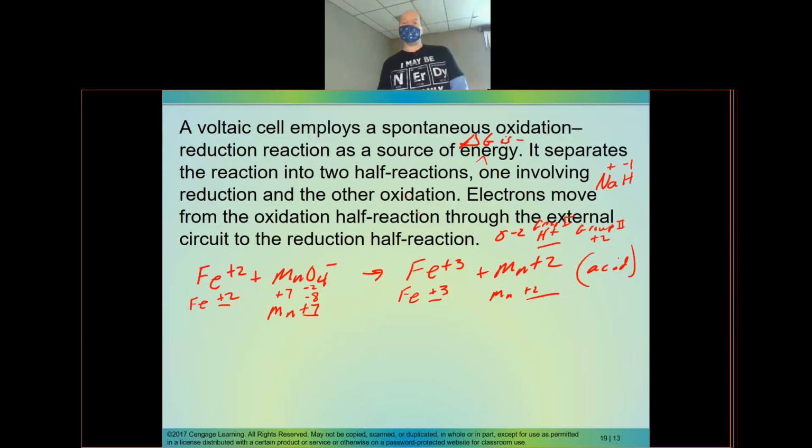All right, so you assign your oxidation numbers. Then you see that you increased an oxidation number. From here to here, you went from a plus 2 to a plus 3. That is our oxidation. We increased the oxidation number.